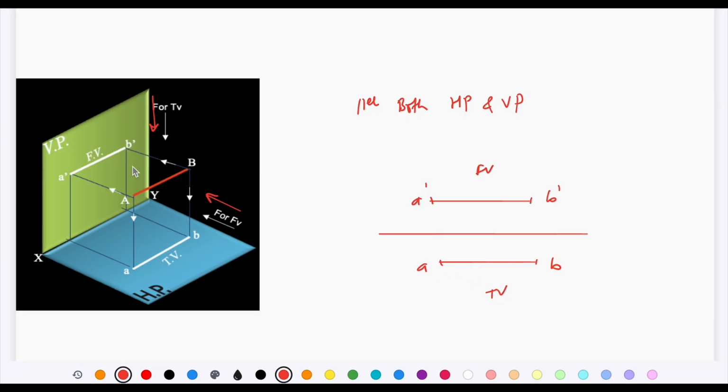The distance of the line from the vertical plane will be taken as the distance of the top view from the xy line, and the distance of the line from the horizontal plane will be considered when you draw its front view. That is, the front view will be located at that distance above the xy line.